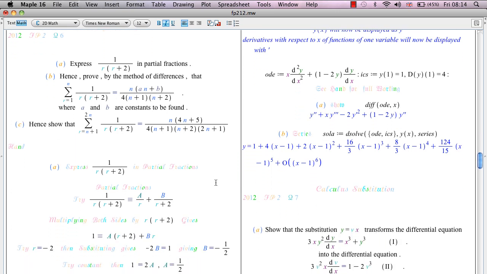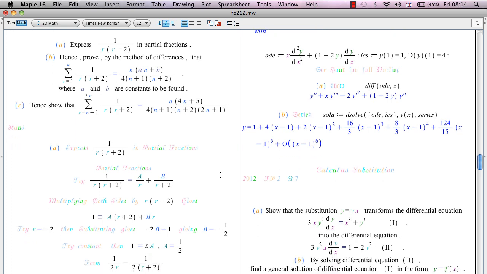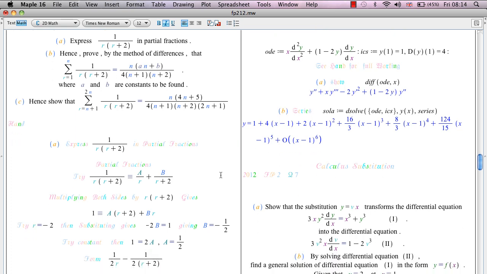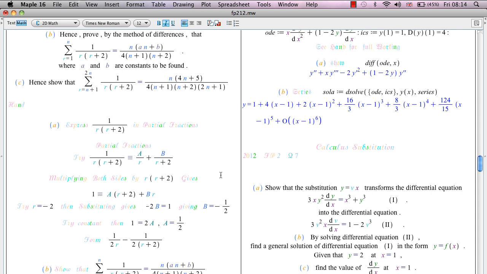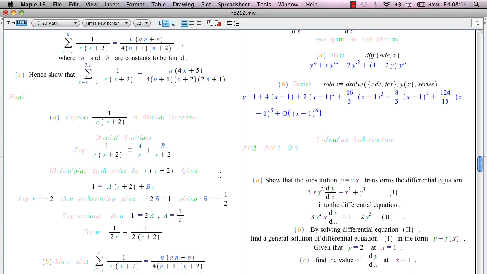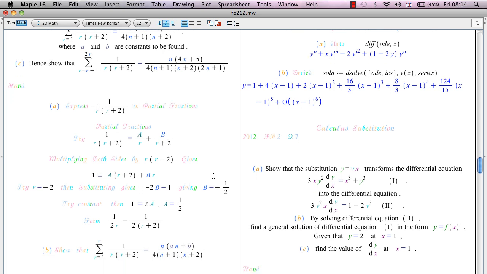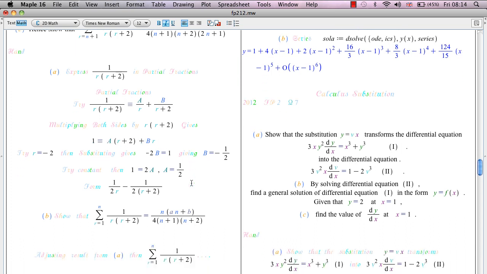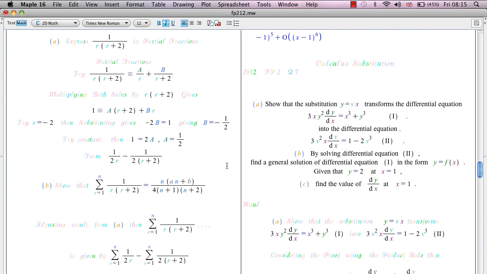So for partial fractions in A, considering the form A over r plus B over r plus 2, multiplying both sides by the lowest common denominator gives the identity here, and then trying r equals minus 2 and the constant gives values for A and B, and we can write down the form required.